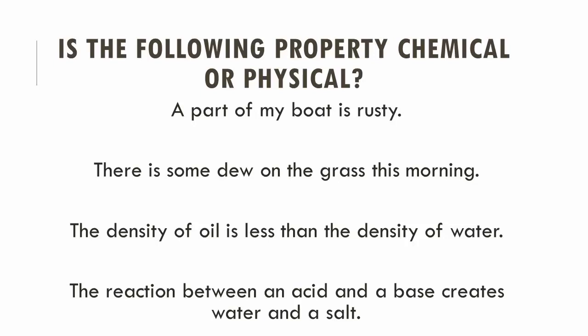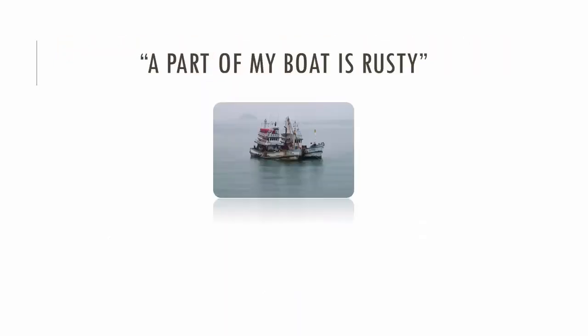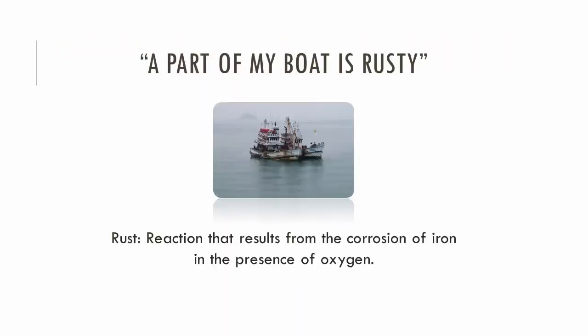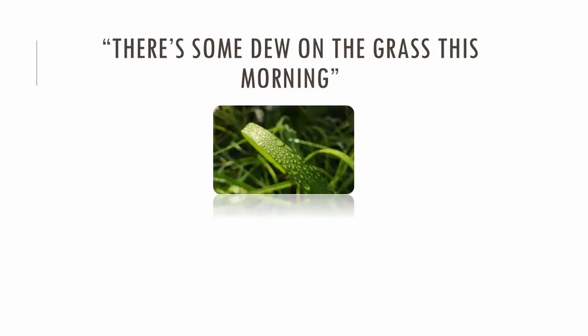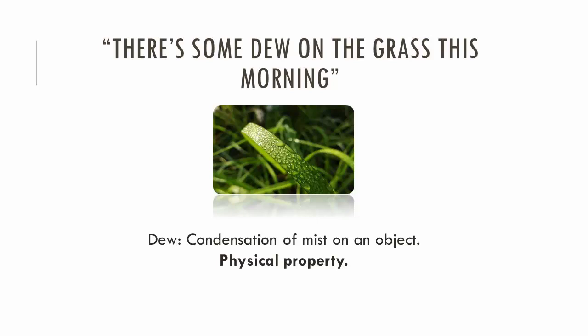Let's analyze each property. The formation of rust is a chemical reaction that results from the corrosion of iron in the presence of oxygen. Because we're creating a new substance, this is a chemical change. Dew is formed by the condensation of mist on an object, which makes drops of water. Because this is a state change of water, going from gas to liquid, we're still talking about the same substance, water. Therefore, this is a physical change and not a chemical change.